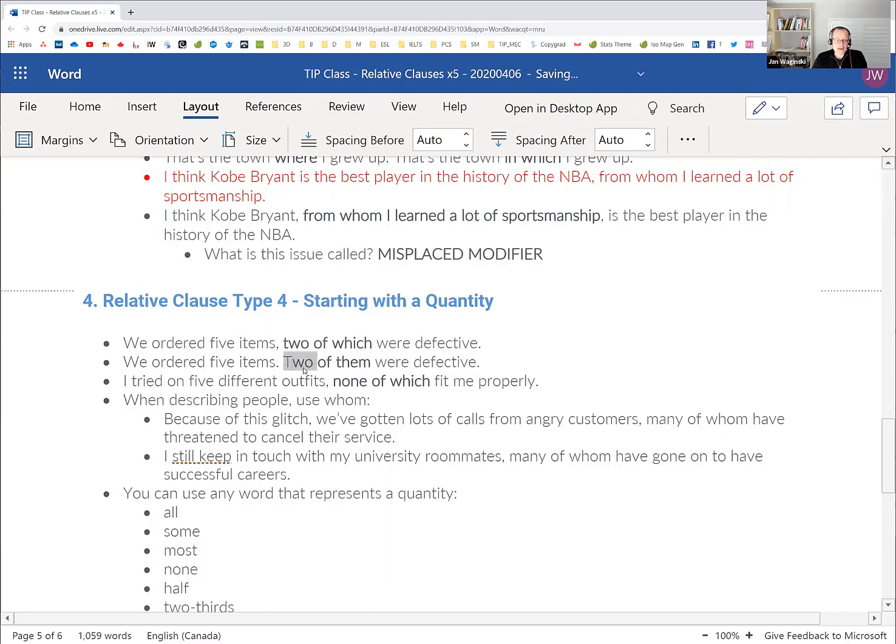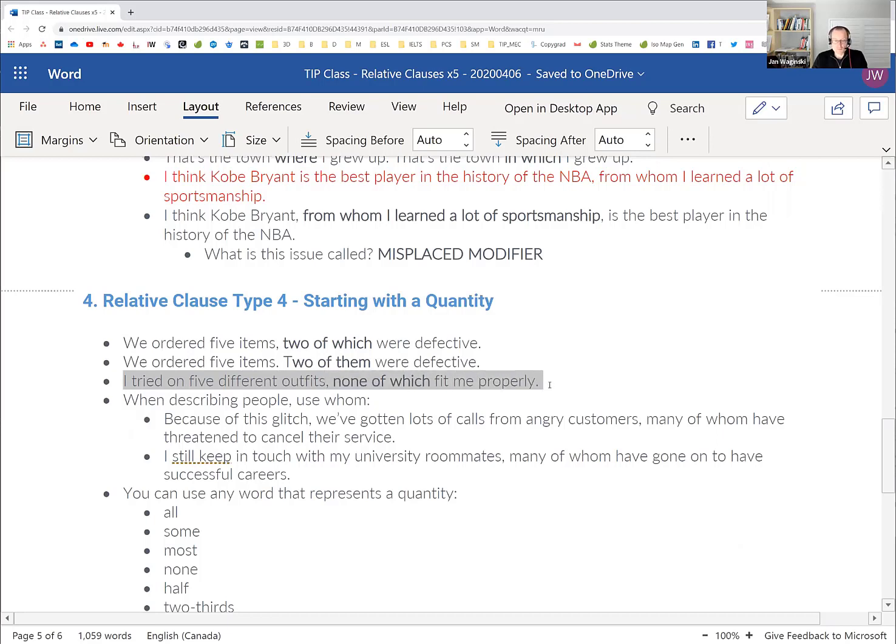Anytime you have any kind of quantity word and it's "of them," this makes sense. Instead of "2 of them," "2 of which." If you're doing Writing Task 1 Academic and you've got a pie chart: 50% of which, 23% of which, 1/3 of which. I tried on 5 different outfits, none of which fit me properly.